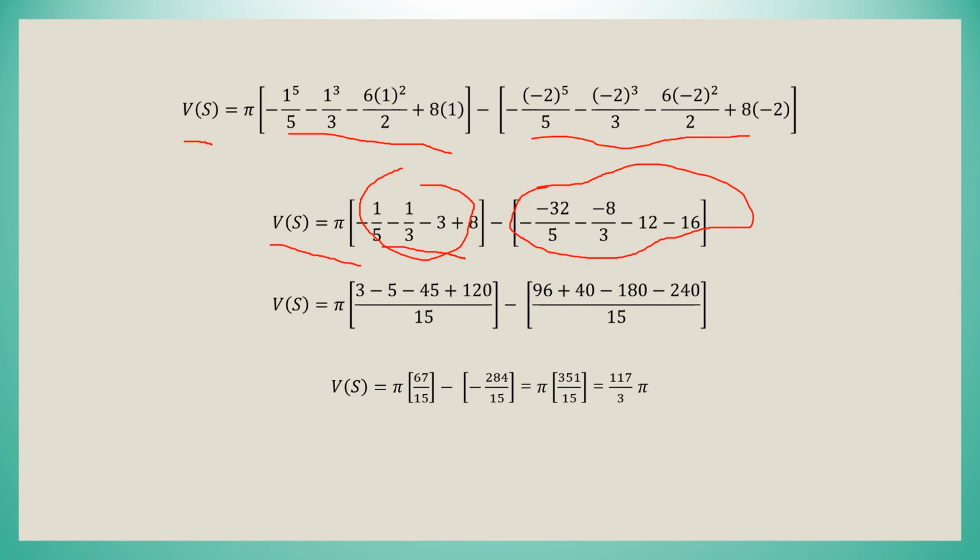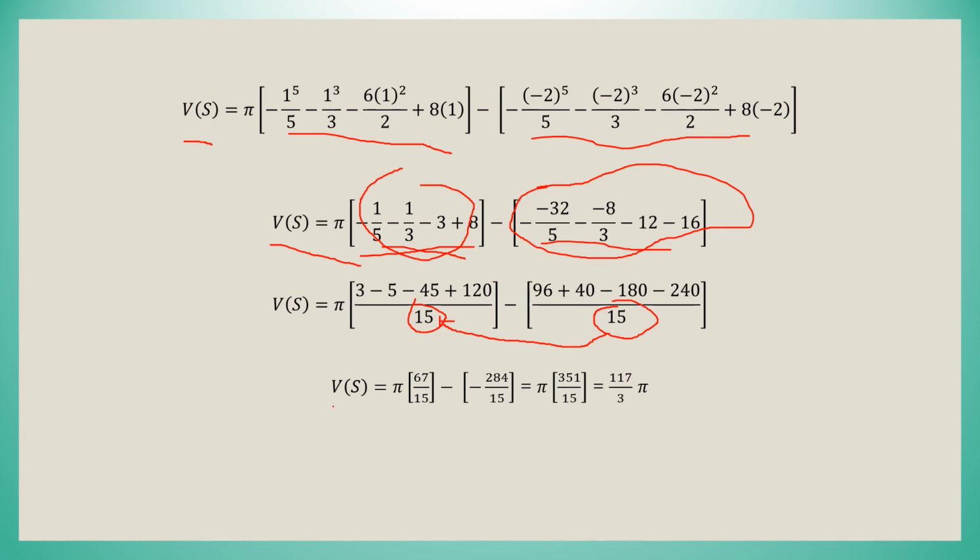So next, we are going to simplify this expression or this equation inside so that we can have 3 minus 5 minus 45 plus 120. So the denominator is 3 times 5, which would be 15. And also this, we have 96 plus 40 minus 180 minus 240 over 15. So we have similar fractions because the denominator is the same.